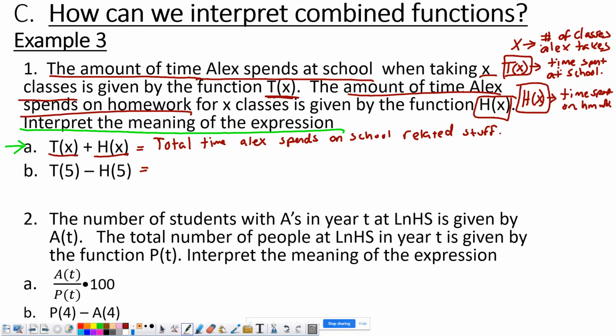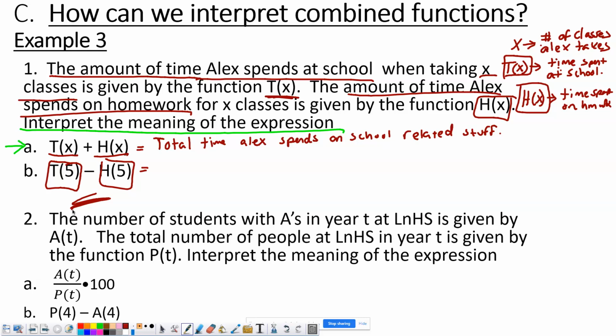Well, first of all, I want you guys to notice that there's a key difference here. There's a 5 in here where the x is. You guys remember what x represents? X represents classes. So apparently what this is saying is that Alex is taking 5 classes, right? And t of 5 would represent the amount of time he spends at school taking 5 classes. H of 5 represents the amount of time he spends on homework when he's taking 5 classes. So what the heck would subtracting those things tell you?